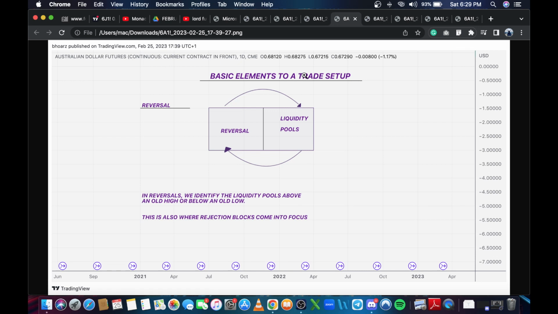A lot of times prior to a reversal, you're going to get a run on stops, which we call stop runs. Okay, that's a run on an old high, or that could be a run on a rejection block, but that still is a stop run. In reversals, we identify the liquidity pool above an old high or below an old low. And just to view that conceptually, this is what reversals will look like and why we're primarily interested in liquidity pools.